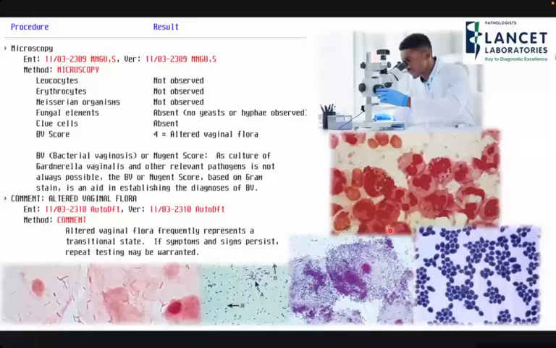And then we add up that score, and we'll give you a score ranging from 0 to 10. And a score of 3 and below means the patient doesn't have bacterial vaginosis, so they mostly have lactobacillus, which are protective. But a score from 7 to 10 is indicative of bacterial vaginosis, so they mainly have your gram-negative organisms which are not protective and pathogenic. And then we comment on altered vaginal flora.